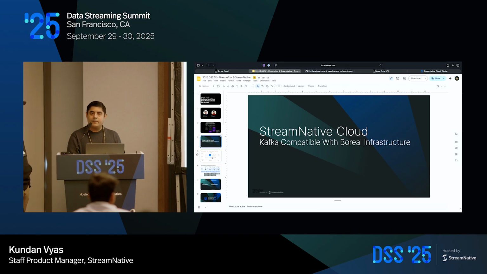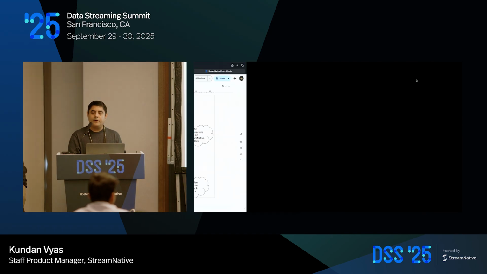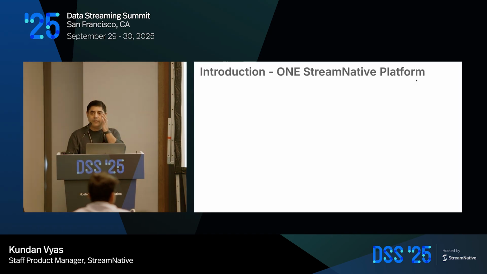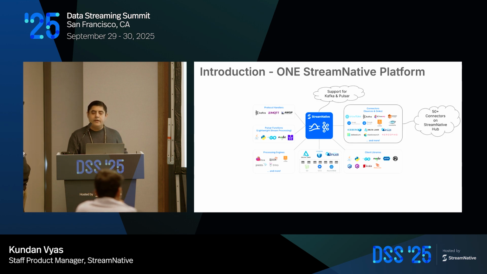I'm going to bring up one slide for the benefit of folks who don't know about StreamNative. I'm just going to quickly cover what this platform is. StreamNative at the core offers support for Pulsar and Kafka. The infrastructure is Pulsar, but we are Kafka compatible, so all your Kafka applications can read and write data in and out of StreamNative Cloud.